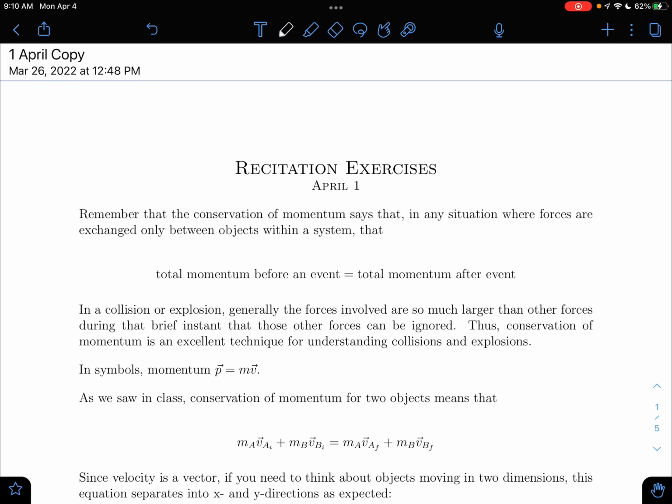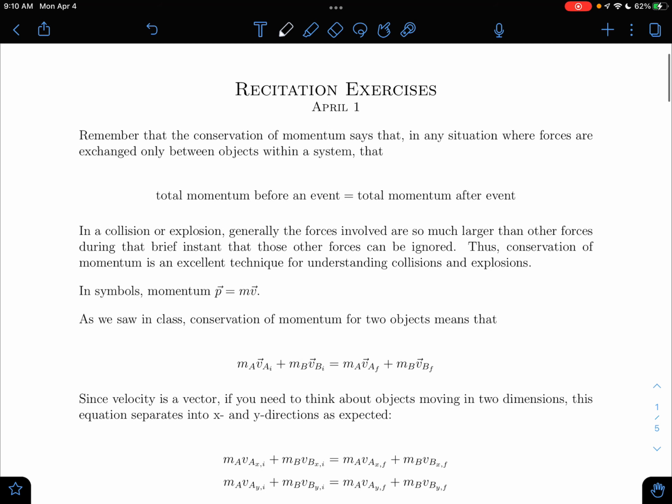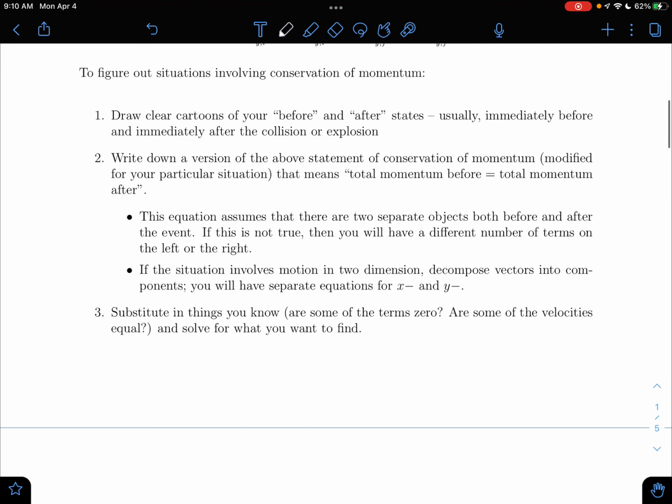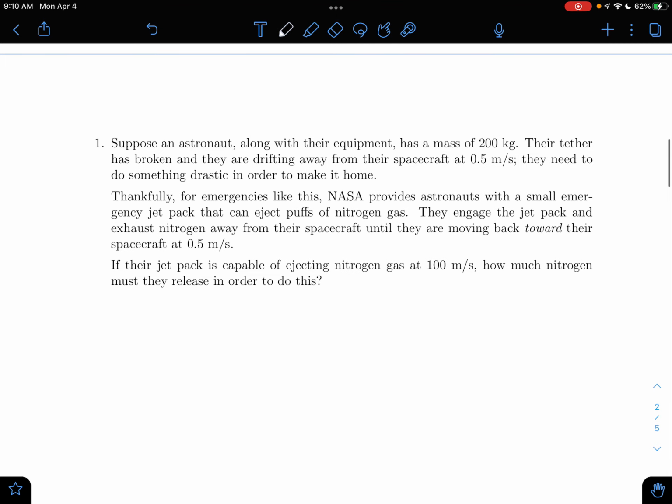Today we're taking a look at the recitation for April 1st. This one we're going to be looking at momentum and generally the conservation of momentum. So our first question, we have an astronaut.